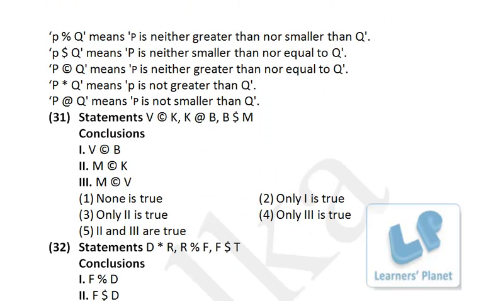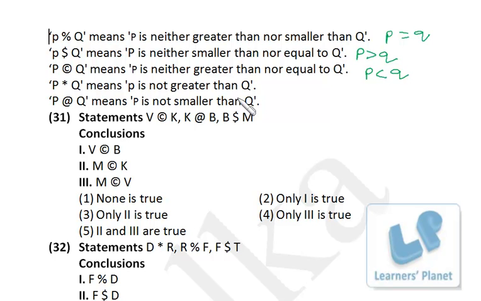Now let's take the set of questions. First of all, let's write the mathematical signs over here. P is neither greater nor smaller than Q. That means P is equal to Q. P is neither smaller than nor equal to Q. That means P is greater than Q. P is neither greater than nor equal to Q. That means P is smaller than Q.